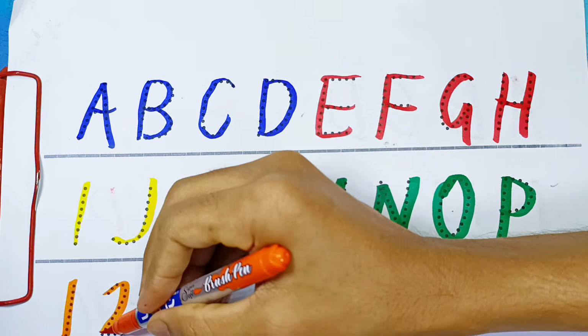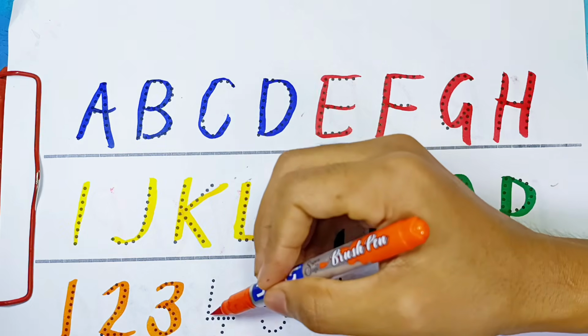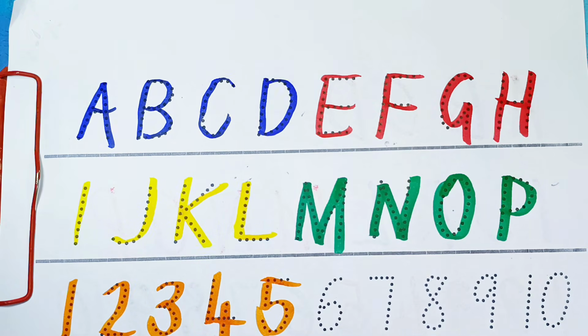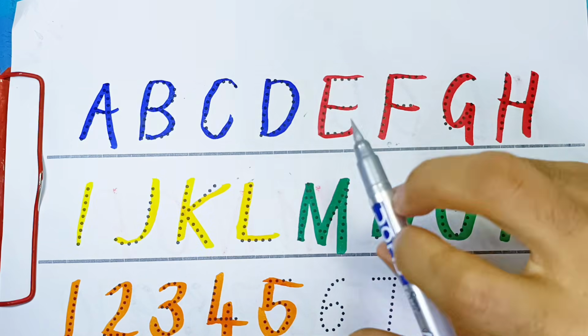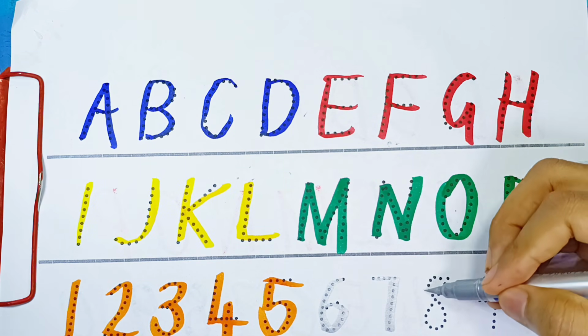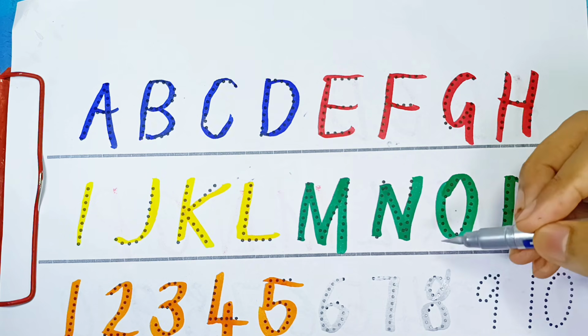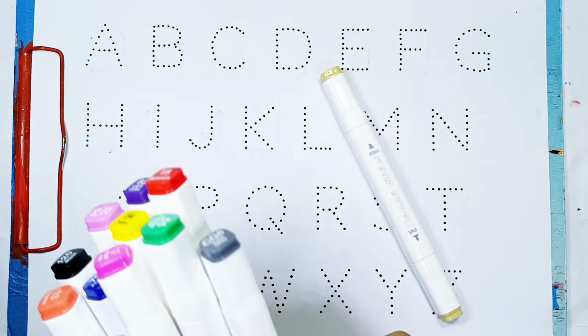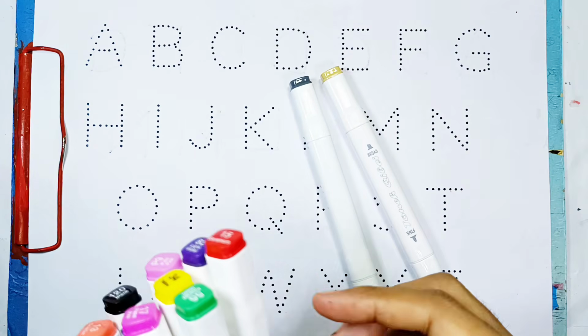1, 2, 3, 4, 5. Silver color. 6. Six. 7, 8. Eight. 9. Nine. 10. Ten. Color. The next one is cool gray color.